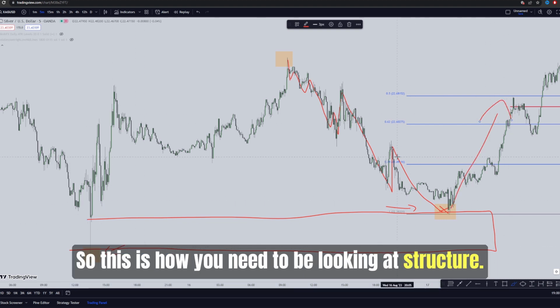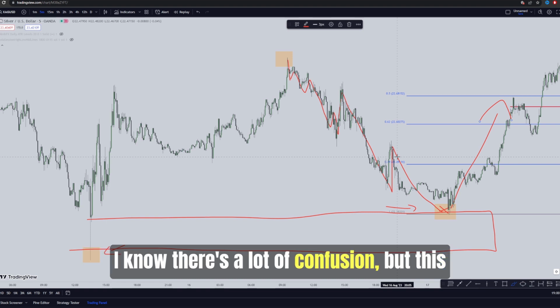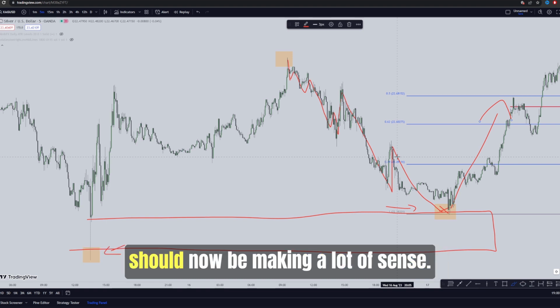So this is how you need to be looking at structure. I know there's a lot of confusion, but this should now be making a lot of sense.